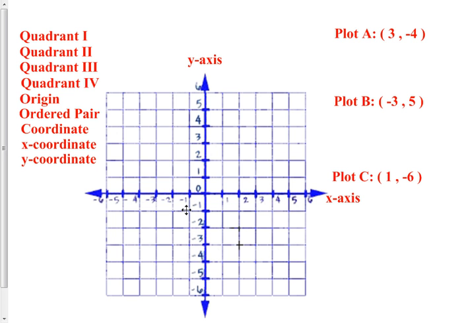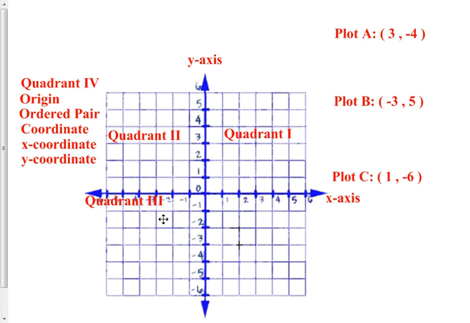Within this coordinate plane there are four quadrants. First quadrant is right here. Now notice in the first quadrant all these ordered pairs or coordinates would be positive. You'd have a positive x value, you'd have a positive y value. Here's quadrant 1. Quadrant 2, you would have negative x values but positive y values.